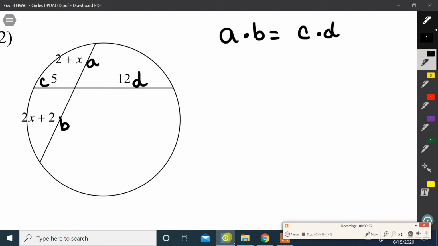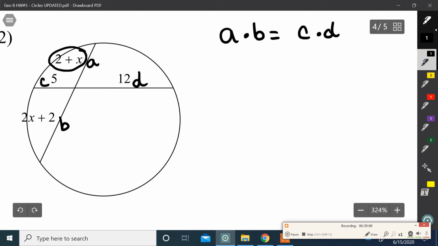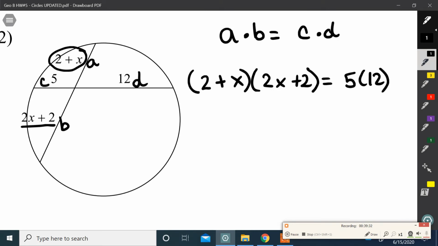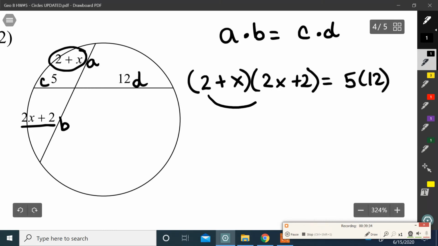So the A, since I have 2 plus x, I'm going to be using parentheses. So I have 2 plus x times b. In this case, b is 2x plus 2, is equal to 5 times 12. Okay, now I'm gonna go ahead and distribute. We have 2 times 2 is gonna be 4x, and then 2 times 2 is gonna be 4.